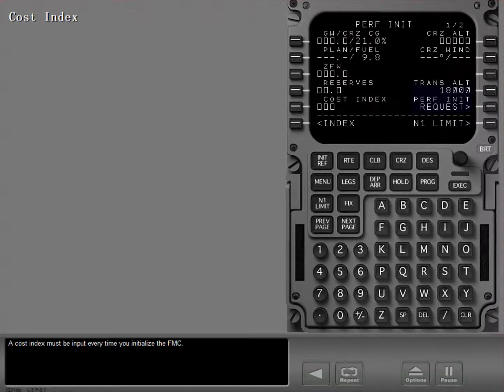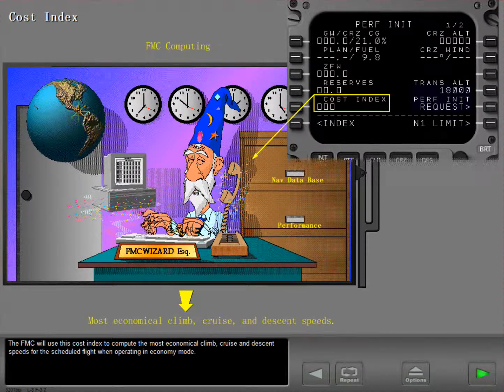A cost index must be input every time you initialize the FMC. The FMC will use this cost index to compute the most economical climb, cruise, and descent speeds for the scheduled flight when operating in economy mode.